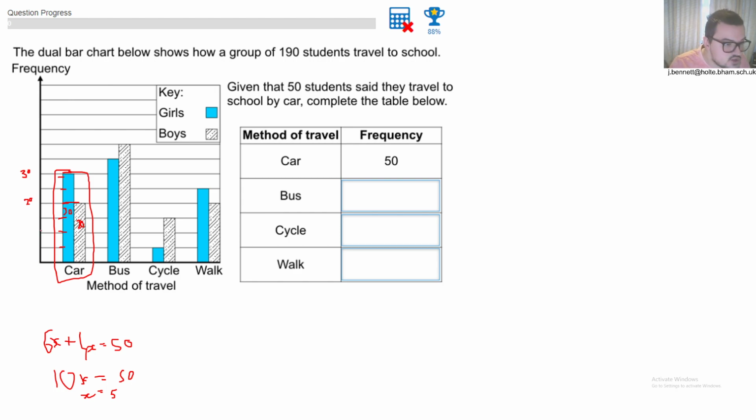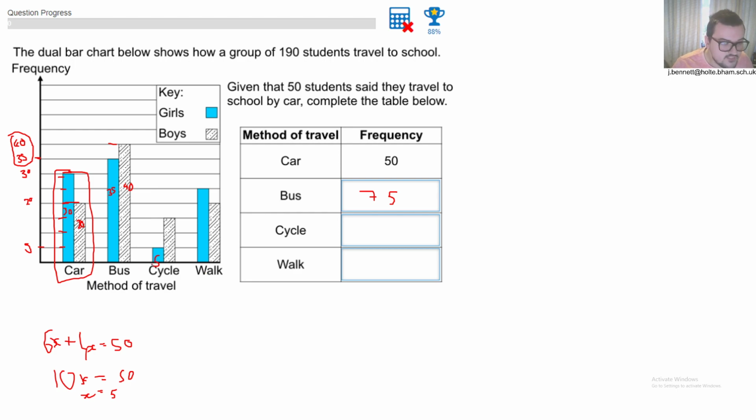So we know that each of these increments represents 5. So we just have to count how many increments each column is, add them together, and then multiply it by 5 to get the actual total. So, how many increments is this? This is 7, or 35. This is 8, or 40. So we're adding these two numbers together, because this is 35, this is 40. 35 plus 40 is 75, so that's that one done.